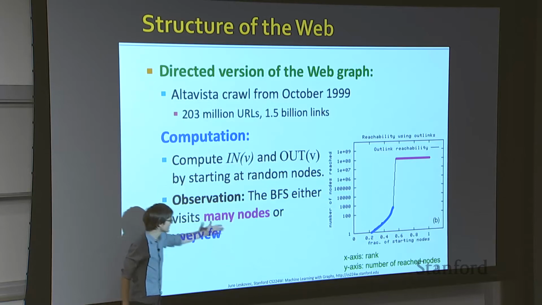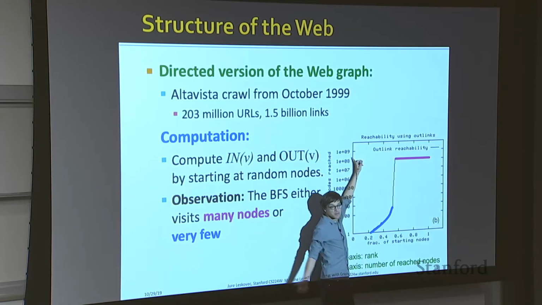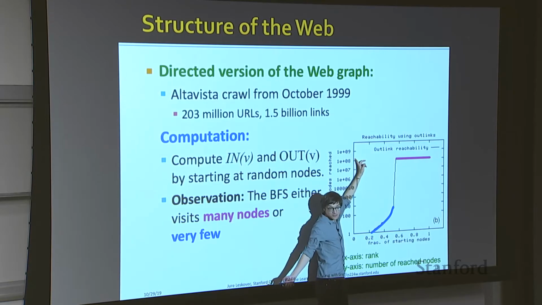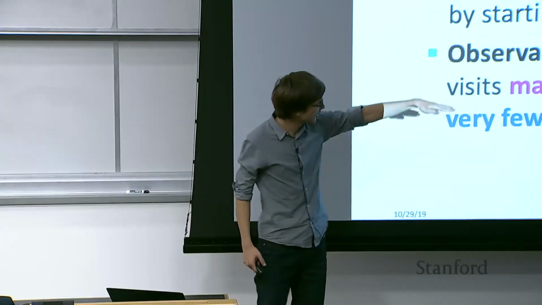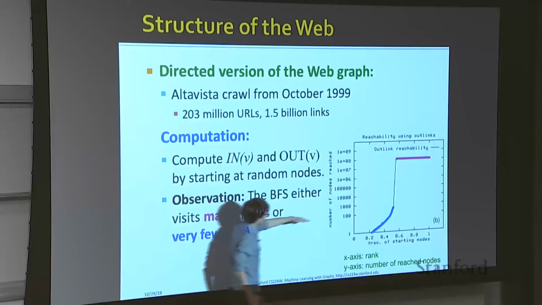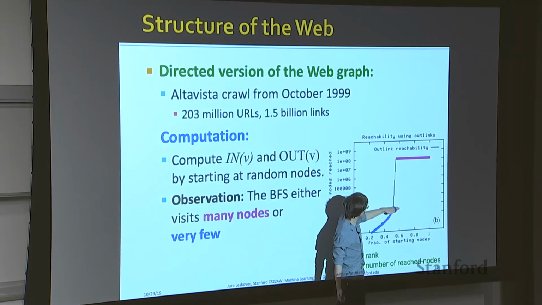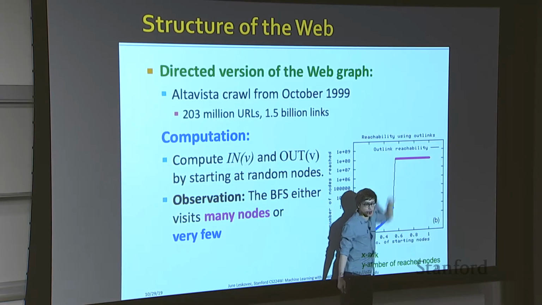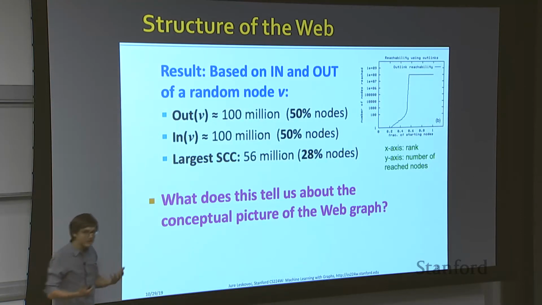I either get stuck immediately, or I visit hundreds of millions of nodes. That's the first cool, interesting thing. And notice that huge gap, a phase transition here. This is empty. You either get stuck here, or you get all the way up there. It's a big step, a big jump. Okay? So what did they find out?